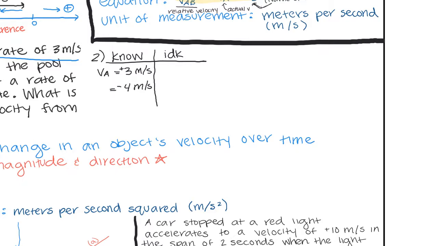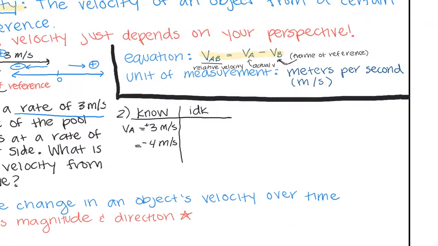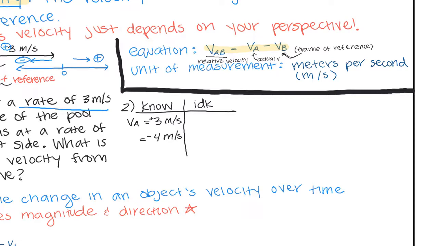All right, looking back at this equation, we've got VA, which is Alyssa's velocity, and Mark's velocity. We want to know what Alyssa's relative velocity is according to Mark. So Mark is our frame of reference. According to this equation, VB is Mark's velocity, and VB is also going to be our frame of reference. So what we are solving for here is VAB.